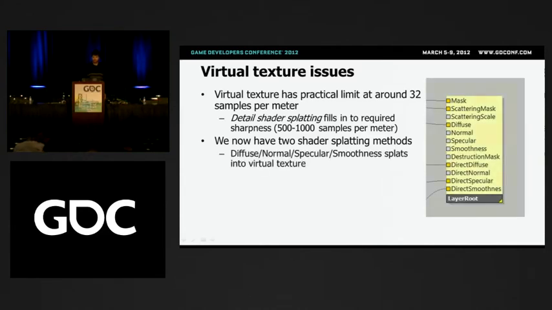And when you author a shader for terrain in the engine, you have to define both diffuse, normal, what have you, but also direct diffuse and direct normal. The first outputs go to the virtual texture, and the second set of outputs go to the detailed splatting.